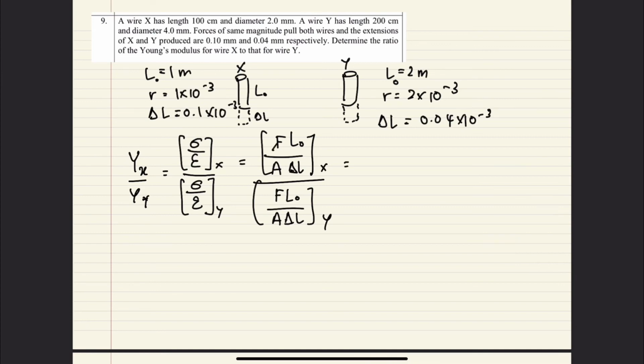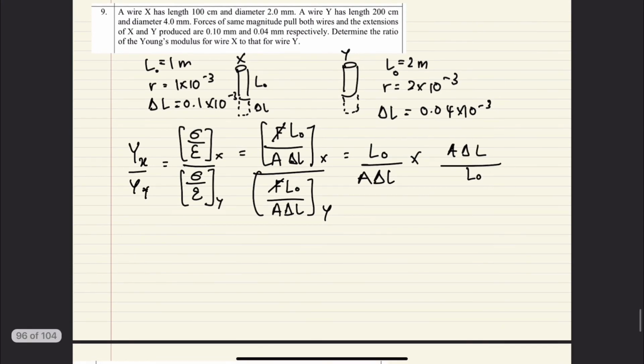The force is the same, so that one cancels out straight away. So we're left with L0 over A delta L times, maybe I change, this one is a fraction, I change it to multiplication, but it will be inverted, A delta L over L0. Okay, but this one you cannot cancel out because this one is for X and that one is for Y. So Yx over Yy, now I want to substitute the values inside.